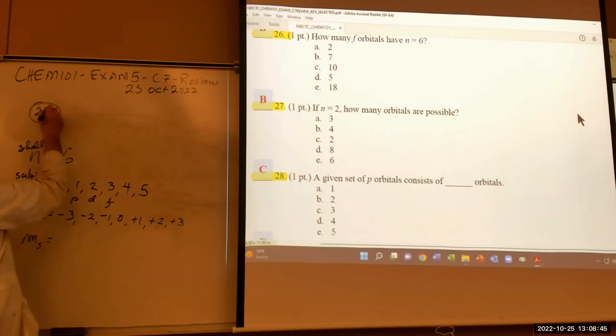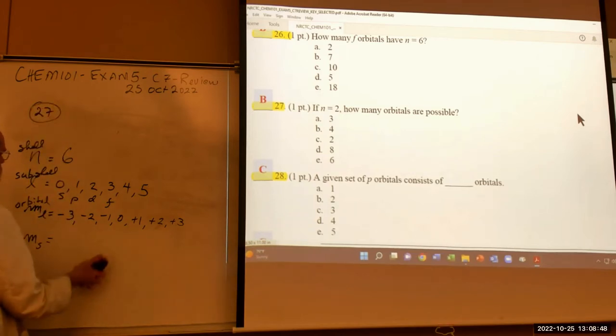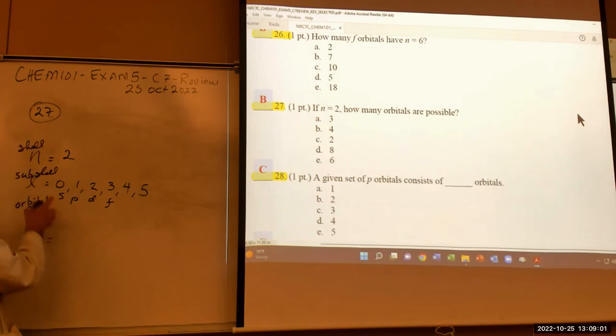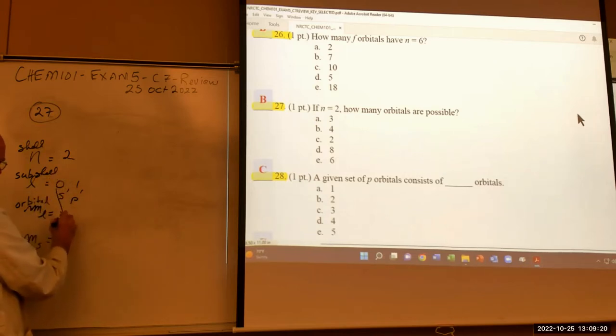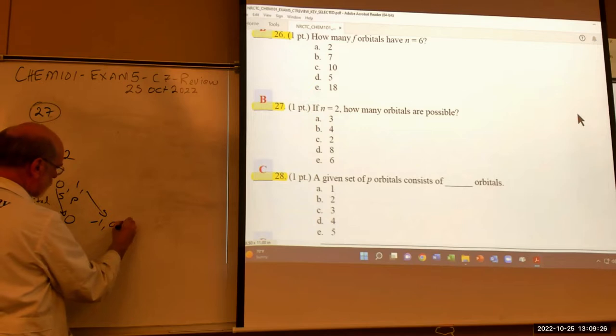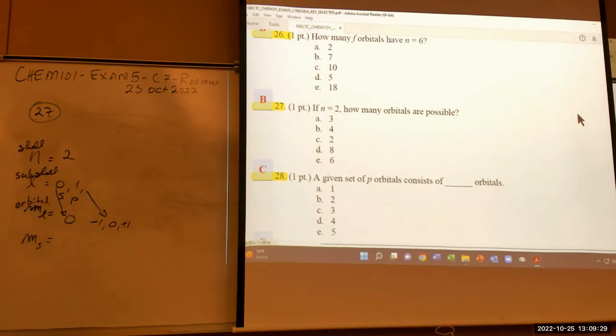27. If N equals two, how many orbitals are possible? Right now, we're going to add up all possibilities. Not just for one of the subshells, but for all, everything under N equals two. So how many of these can we have? Just that many, right? Zero, one, zero to N minus one. So we can have one for this one. This one could give us a zero. This one could give us how many? Minus one, zero, plus one. So we can have four. Right? Four.